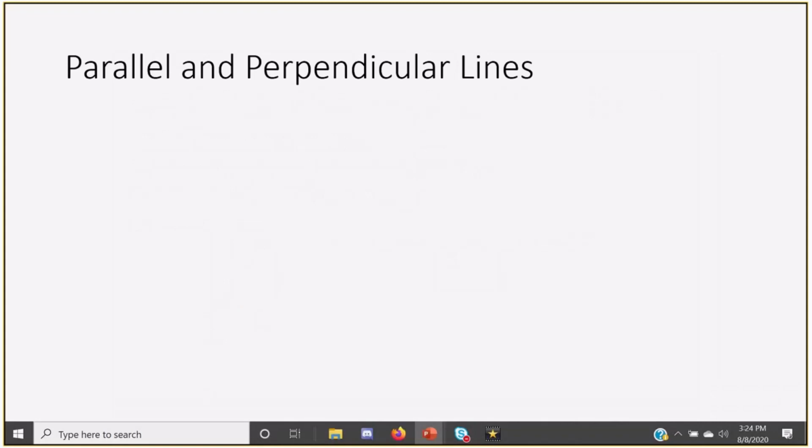Okay, final 2 pieces of this section. Parallel and perpendicular lines. Just a heads up, my volume might be a little bit different right now because I'm recording on something else, so you might need to adjust it, because it might be louder.